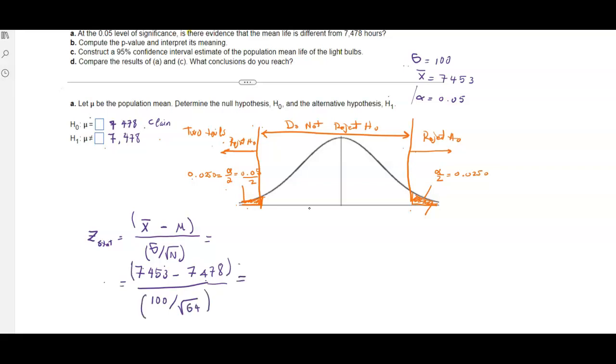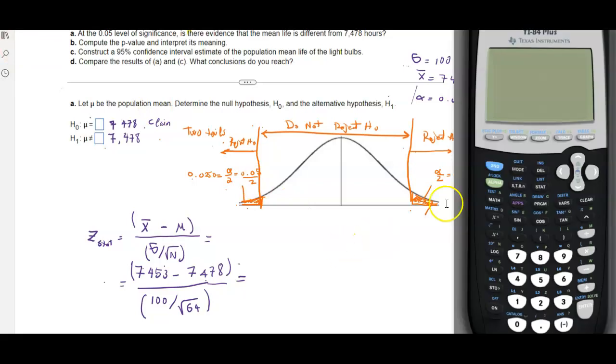All right, so time to plug it into the calculator. Start with a parenthesis, 7,453 minus 7,478, and then divide everything by open a parenthesis, 100 divided by the square root of 64, close the parentheses, and enter. So I get the value -2.